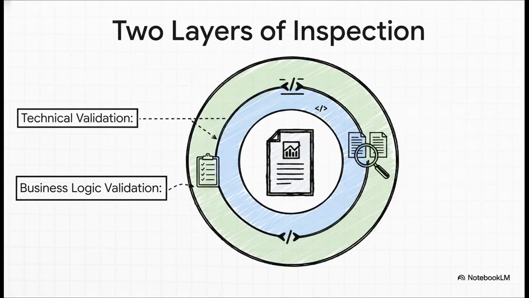So this inspection happens in two layers. First is technical validation. This is all about checking the packaging itself. Is it the right file format? Are all the required fields there? Is the data in the right format? Then comes the second and much harder layer: business logic validation. This is where the TR compares your report to your counterparty's report. So first the system checks the box, and then it opens it up to make sure the contents match what your partner sent.